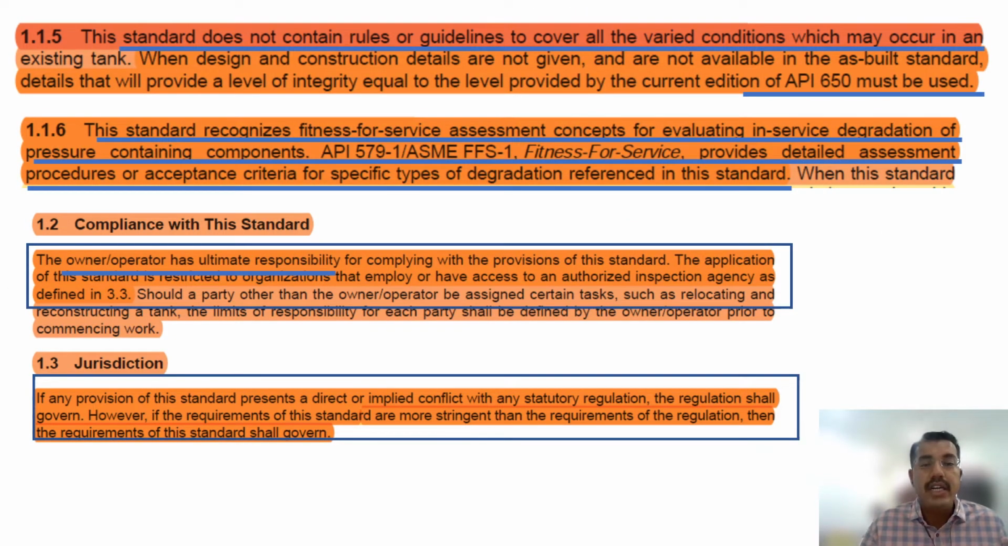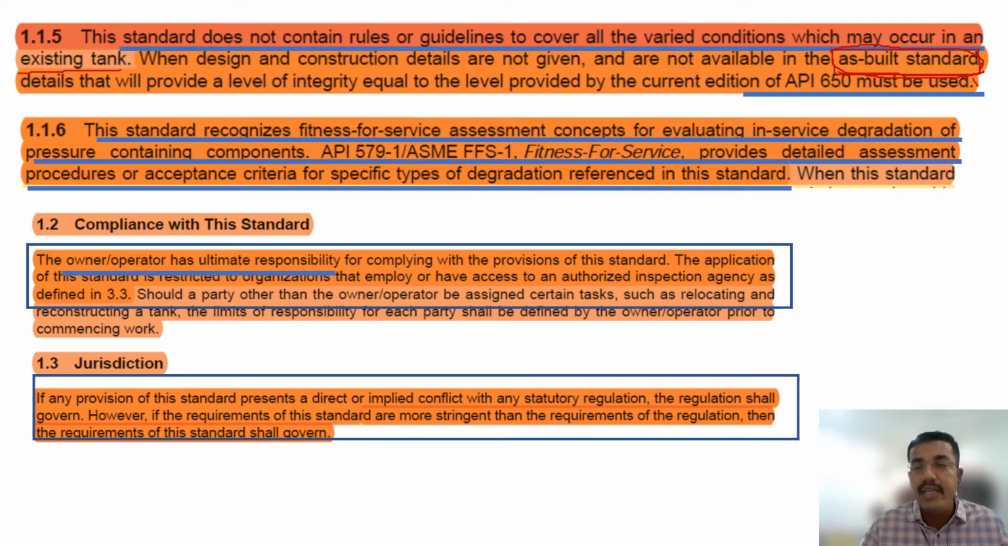This standard does not contain rules or guidelines to cover all the varied conditions which may occur in an existing tank. There are some particular terms which we read on a previous slide, tank bottom, shell. So those particular terms it will follow, not all other terms. When design and construction details are not given and are not available in the as-built standard, do you know what is as-built standard? One definition, as-built standard, will come, and it is a usual question.